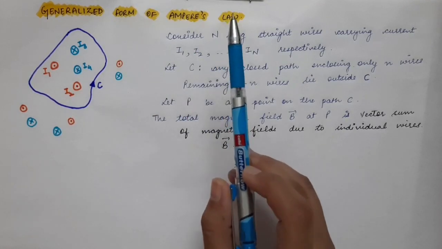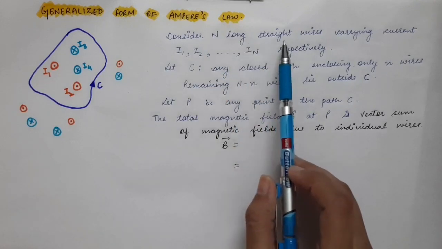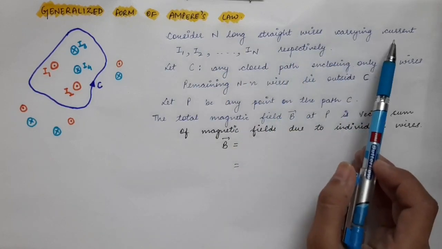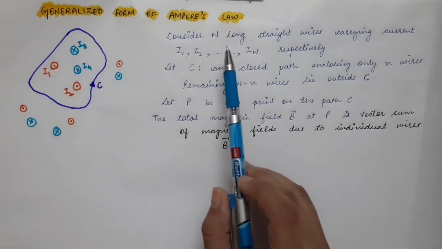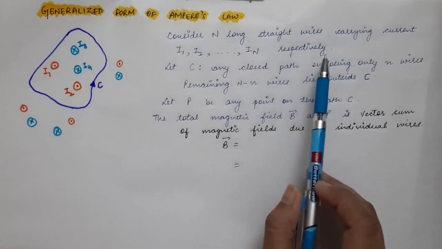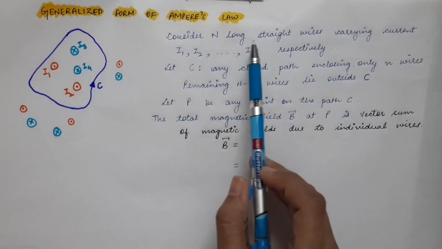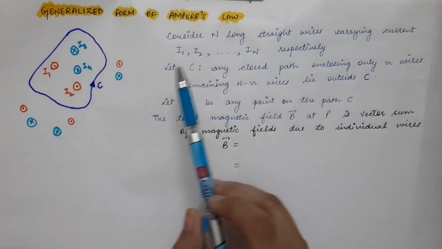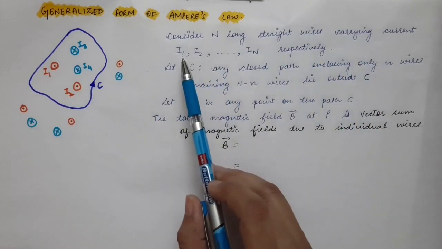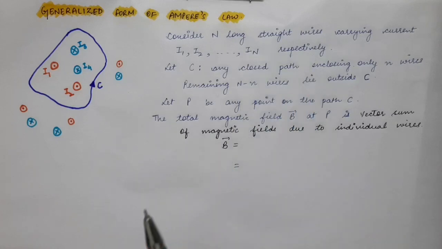So instead of one wire, here we are supposing N number of long straight wires carrying current, and in each wire the current is I1, I2 and so on up to In respectively. So here we have capital N number of long straight wires which carry currents I1, I2, I3 and so on up to In respectively.